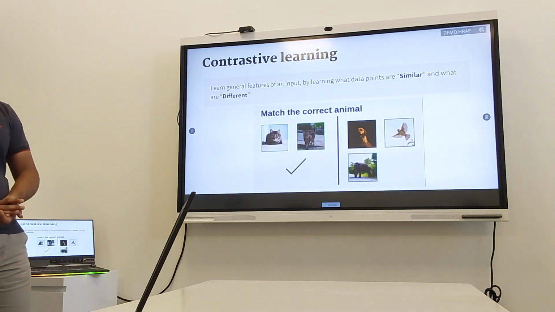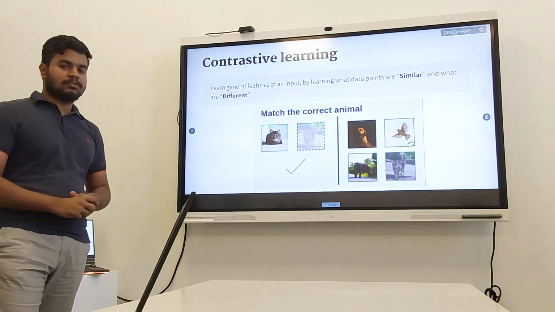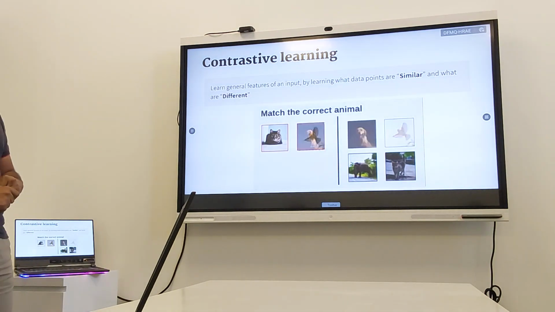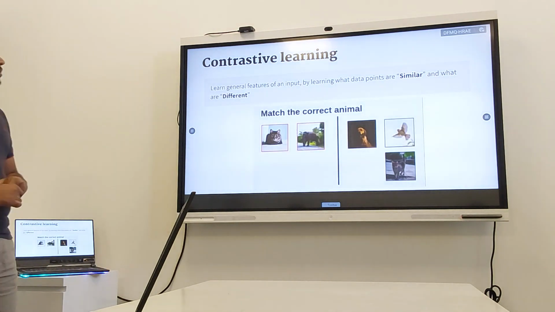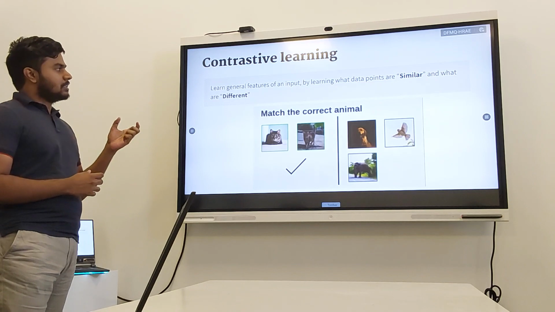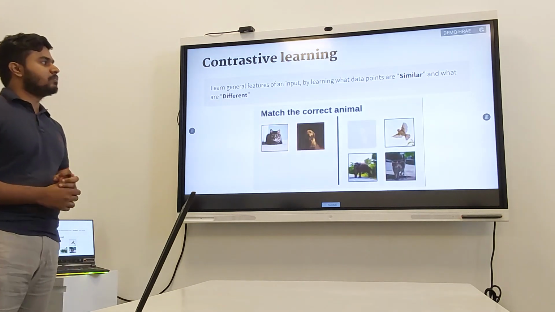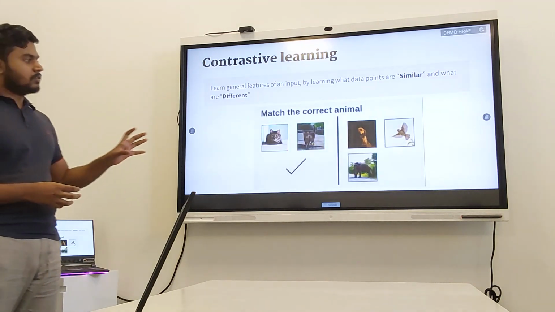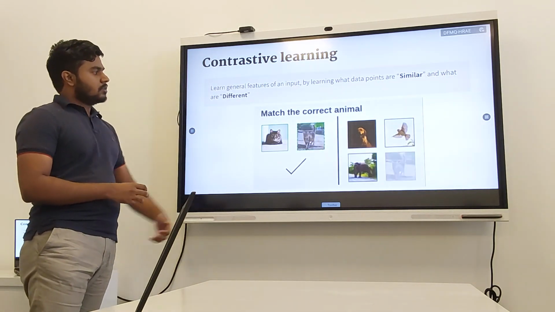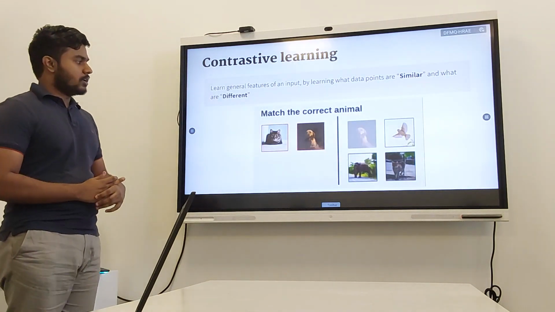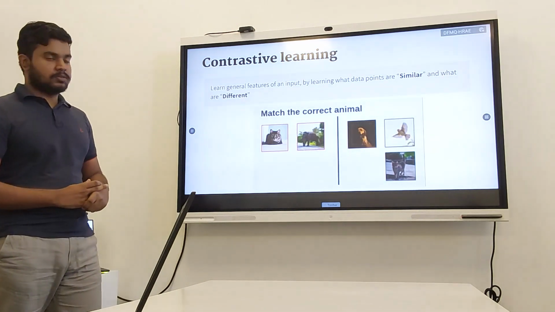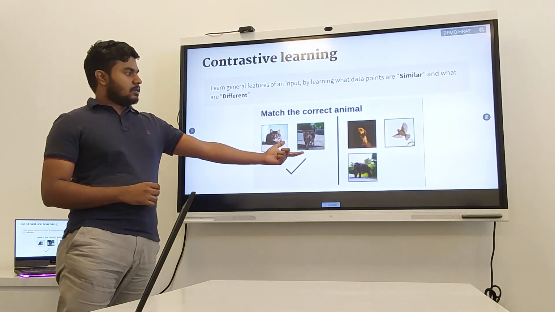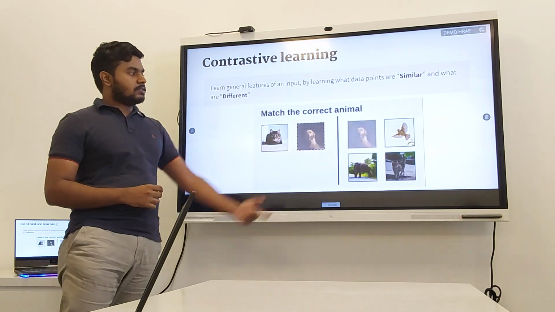Then there is the domain of contrastive learning, which is under self-supervised learning. It learns general features of an input by learning which data points are similar and which are different. Likewise, with the cat image, the neural network tries to find what are the similar images to this one, and the others are different.